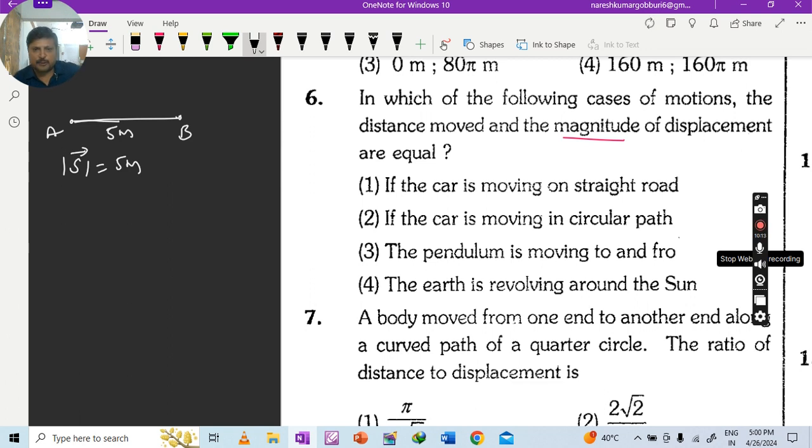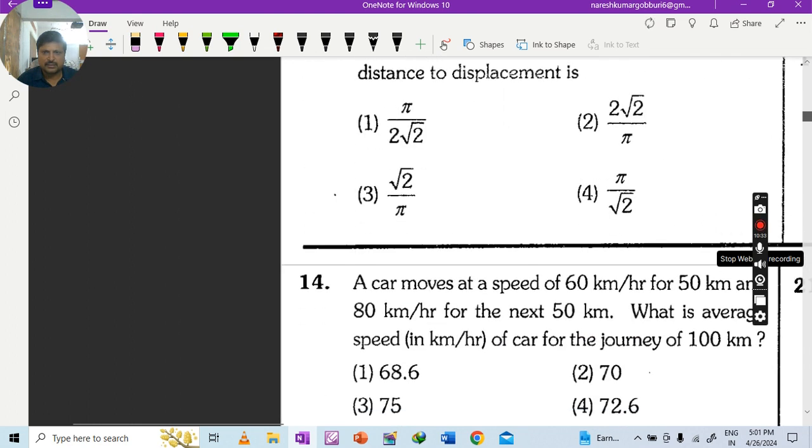That means observe the options. If the car is moving on a straight road, yes, distance and magnitude of displacement are equal. If the car is moving in a circular path, are distance and magnitude of displacement equal? No. So option 1 is the right answer. Next one, seventh question.